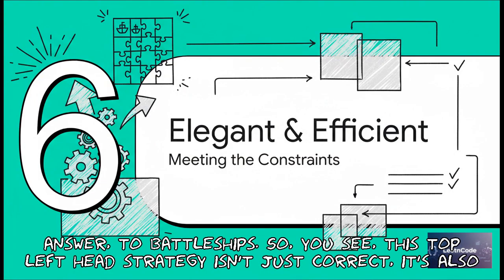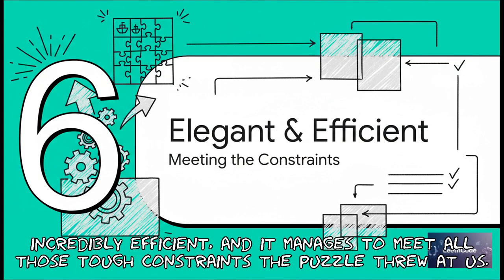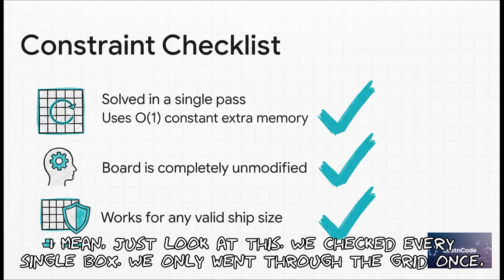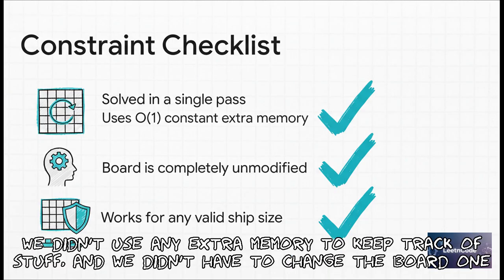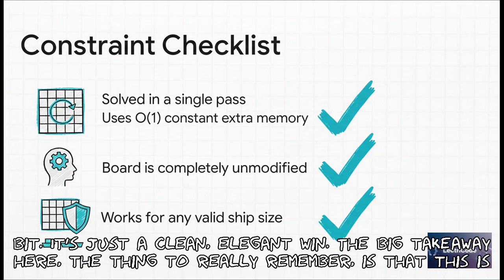So you see, this top left head strategy isn't just correct, it's also incredibly efficient, and it manages to meet all those tough constraints the puzzle threw at us. I mean, just look at this. We checked every single box. We only went through the grid once, we didn't use any extra memory to keep track of stuff, and we didn't have to change the board one bit. It's just a clean, elegant win.